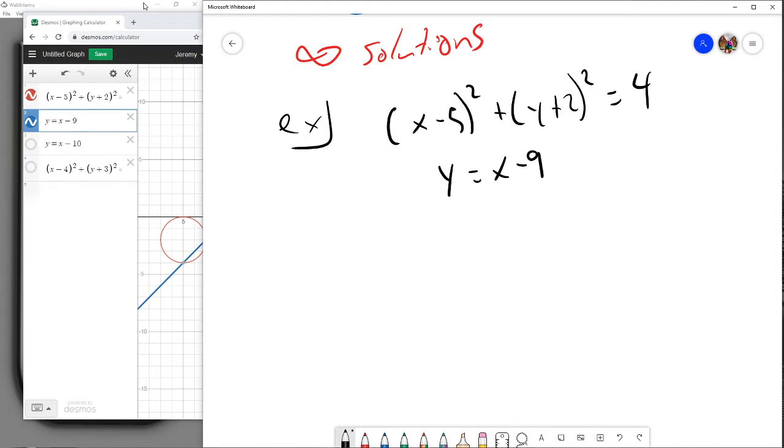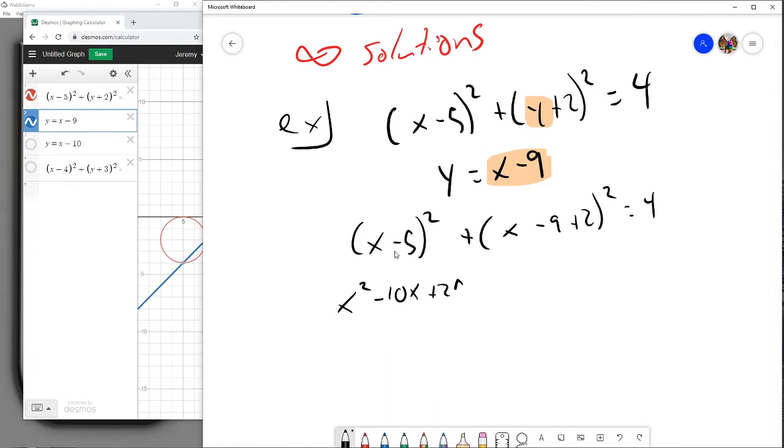So when I look at this, I notice that I already have y is equal to something. So I'm going to substitute that right in here. So I have (x - 5) squared plus (x - 9 + 2) squared is equal to 4. And so I can square the first one. This is just going to be x squared minus 10x plus 25. And we need to figure out what's going on here. Well, we have x minus 9 plus 2, so that's the same thing as (x - 7) squared. So if we square (x - 7), that's going to be x squared minus 14x plus 49. All this is equal to 4.